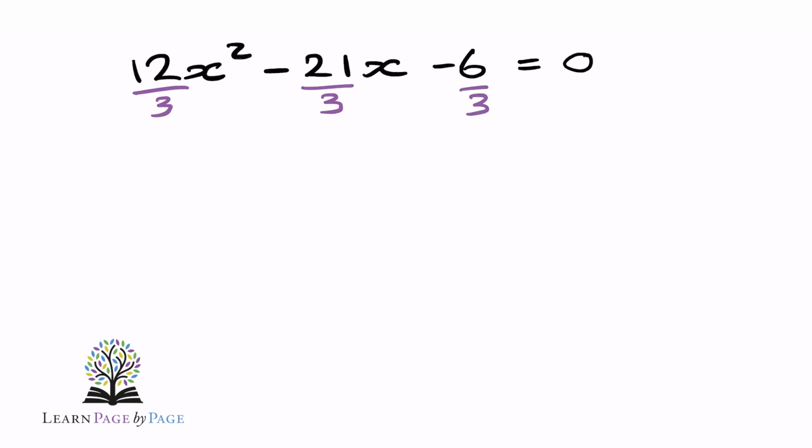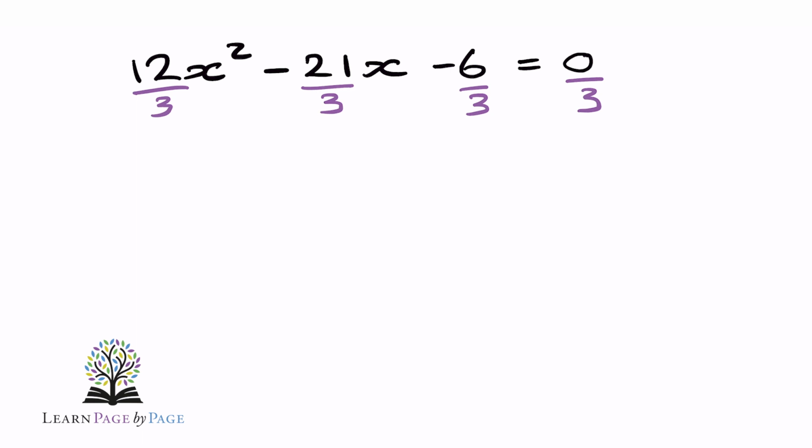Now, whatever we do to one side of the equation, we must do to the other. And so the other side of the equation, we should divide that by 3. We know that 0 divided by 3 is 0, but it's still a good habit to get into. Make sure that you know you are applying the same rule to both sides of the equation.